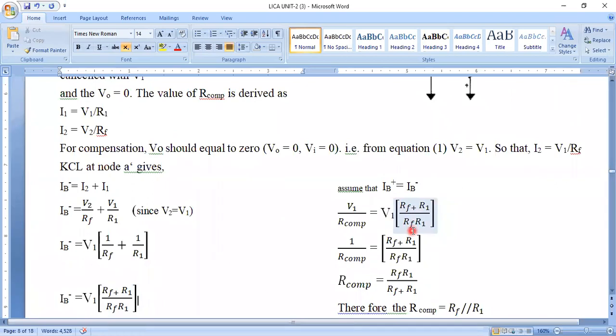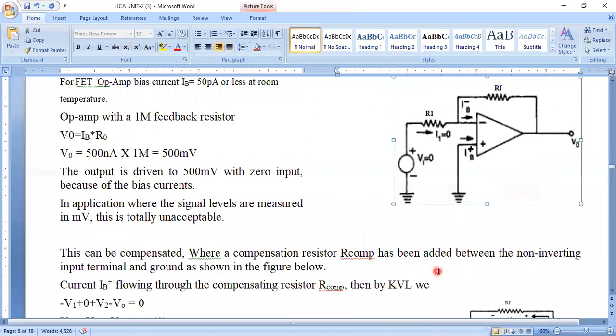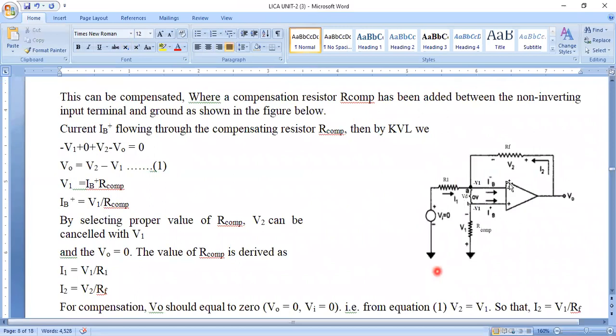V1 will get cancelled. So 1 by R compensating is equal to (RF plus R1) divided by RF R1. Rewriting this expression, R compensating is equal to RF into R1 divided by RF plus R1. This is in the form of a parallel circuit, A into B divided by A plus B. From the circuit we know that RF is the feedback resistance, R1 is the input resistance, and R compensating is the compensation resistance.